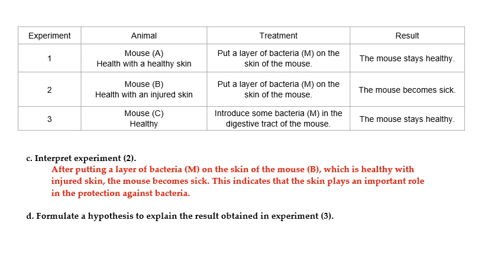Formulate a hypothesis to explain the result obtained in experiment 3. In experiment 3, they introduced bacteria into the digestive tract of the mouse and the mouse stays healthy. So we can say the hypothesis is that bacteria act on the skin and not on the digestive tract. Or you can say that the digestive system is protected against bacteria.